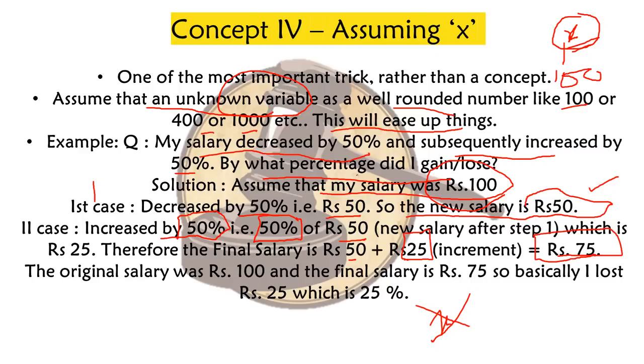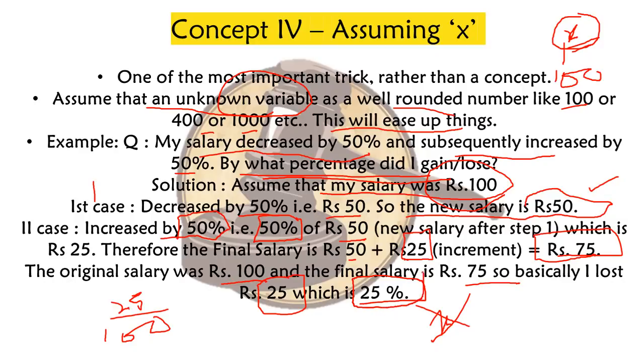Now the question in the end asks me by what percentage did I gain or lose. So my initial salary was 100 rupees. My final salary is 75. So basically I lost 25 rupees, right? And now, 25 is what percent of 100? We just divide 25 by 100, right? And then multiply it by 100 again. So I'll get 25% as the answer.